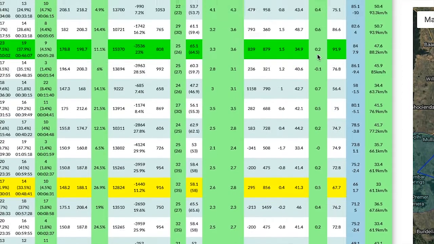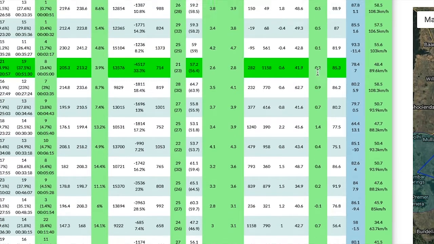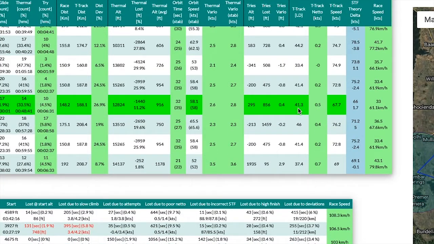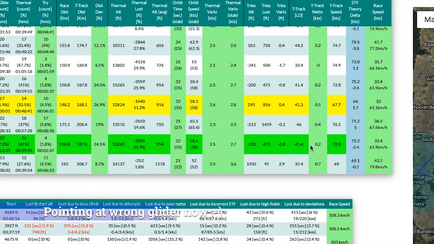Let's look at others. Some people are 0.7. One person's 1.4. That's pretty amazing. In any case, that already shows up in the LD here on track. Okay, LD over the flown track includes deviations. Says the true track netto is a much better metric. Okay, but the two working together are certainly telling me that I'm flying my glides pretty well.